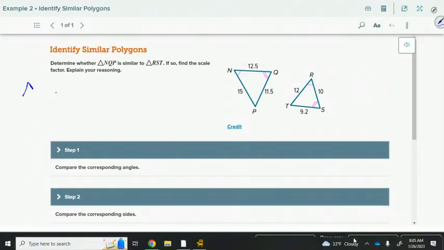Okay, so in this one, triangle NQP is similar to triangle RST. Here's what I'm going to have you do. In your notes, write down: if you know the angles are congruent, then set up your ratios of the sides and check them all to see if they give us the same number. I'll give you a few minutes. This one takes a little bit longer than the last one.